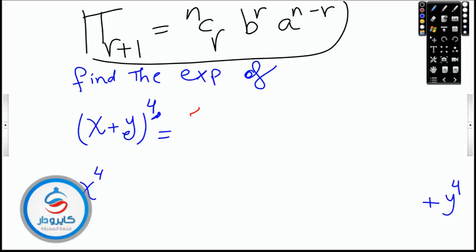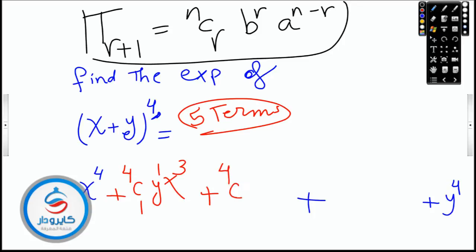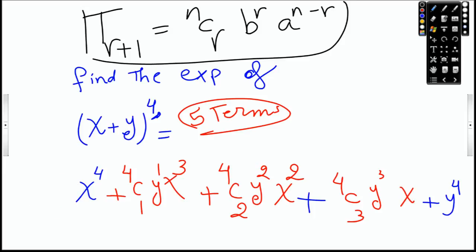طيب احنا اتفقنا ايه؟ 5 ترمز مش كده؟ ادي 1 2 يتفضل كام واحد؟ ها 3. 1 2 3. الاولاني ده هيبقى ايه؟ هيبقى 4c1 بالظبط y باور 1 x باور 4 minus 1 3. اللي بعديه 4c2 y باور 2 x باور الديفرنس اللي هو كام؟ باور 2. 4c3 y to the power of 3 x power difference 4 minus 3 power كام؟ power 1.